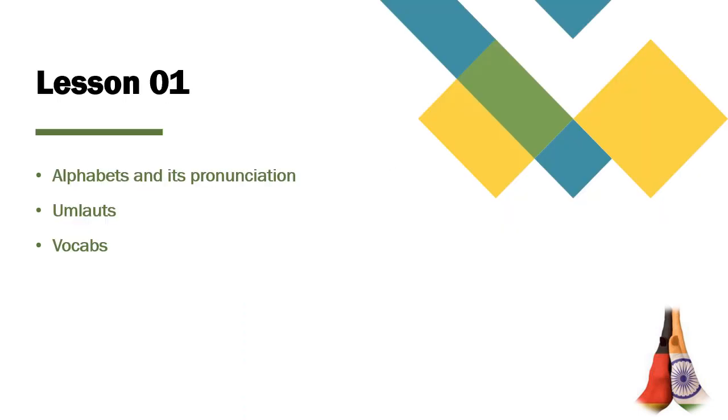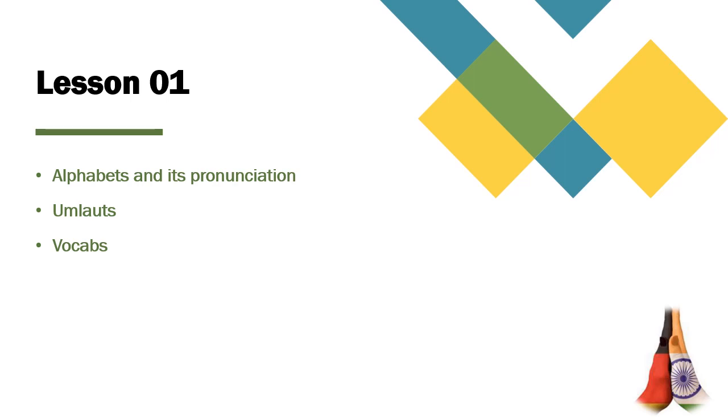Let me proceed. This is lesson 1, Lektion 1. In this lesson, I will be covering the alphabets and their pronunciation. The second thing I will be covering is umlauts and vocabs.